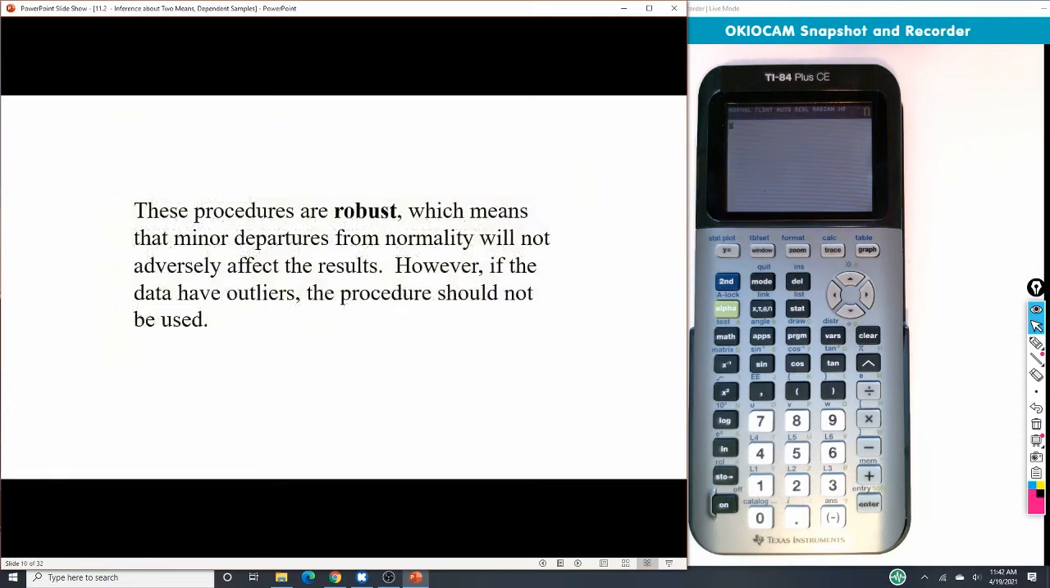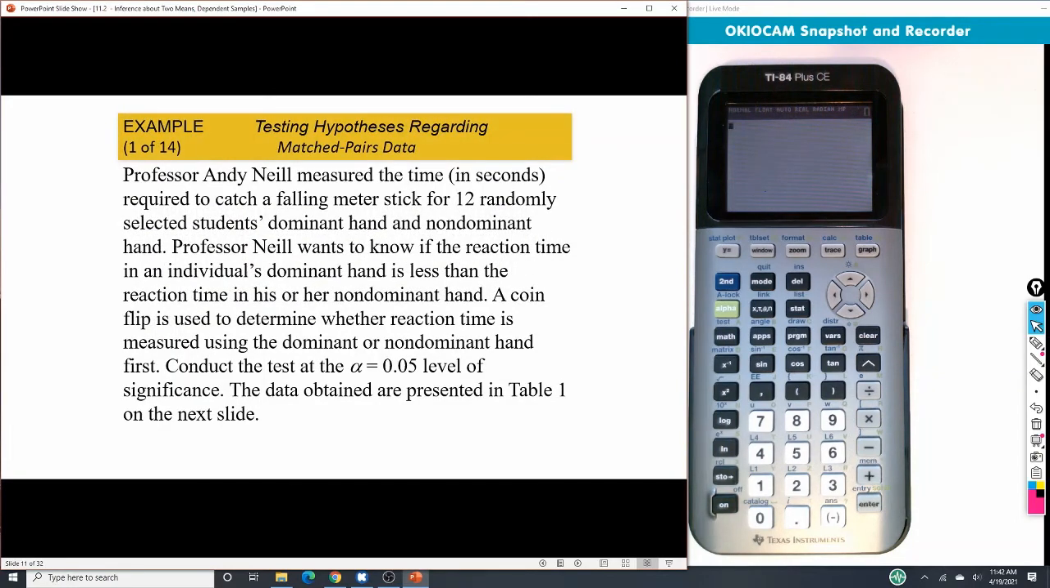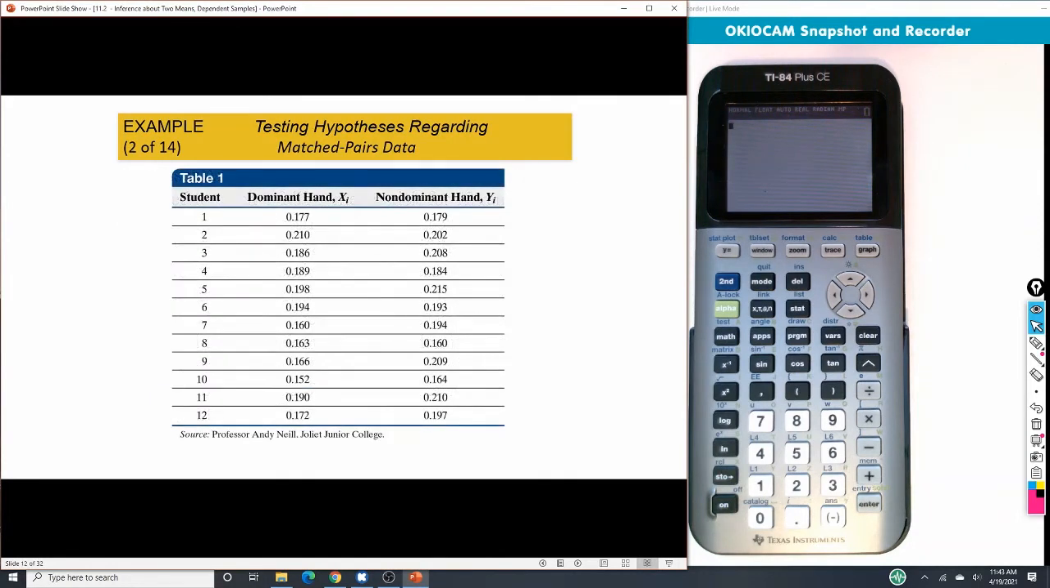All right, so all of those types of things still remain the same here. So we have Professor Andy Neal. He's looking at 12 students, looking at dominance in hand. They're flipping a coin and determining reaction time. So we want to construct a test at a significance of 0.05 on those. And so they came up with this table of values here. So we're going to use those here in just a moment.